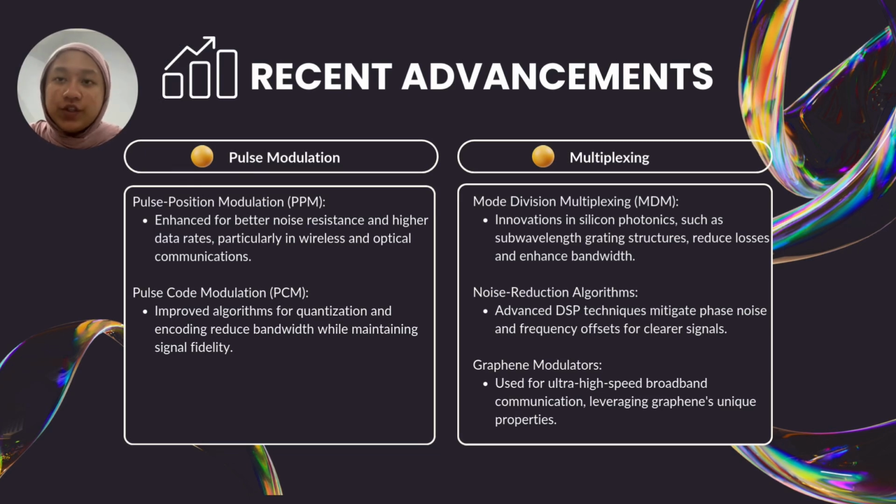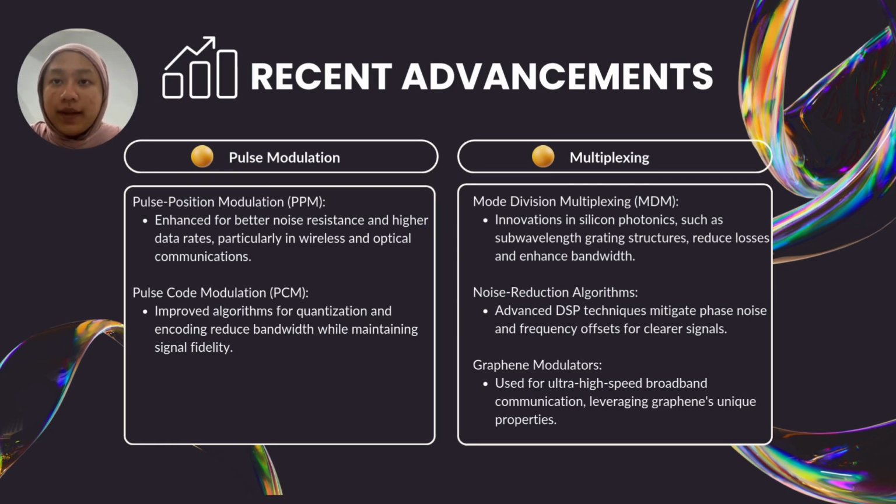For pulse modulation, it includes pulse position modulation, PPM. It offers better noise resistance and higher data rates, particularly in wireless and optical communications. Next, we have pulse code modulation, PCM. It improves algorithms for quantization and encoding, reducing bandwidth while maintaining signal fidelity.